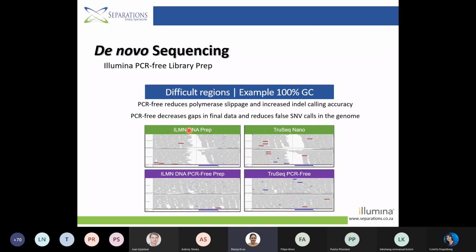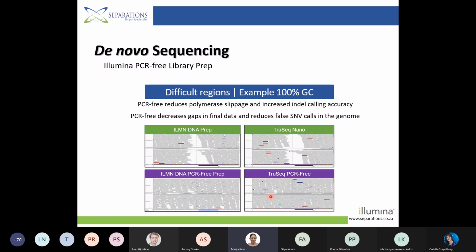And you will notice here on the top in the green, two different library preps that have PCR steps in them. You will notice the white regions are where we're having gaps in our assembly, and this is due to polymerase slippage, right? Because of that PCR bias. But if we don't have a PCR step, you will notice that we don't have any major gaps in our assembly, and that it's more uniform. It's because we don't have that polymerase slippage, and we have increased indel accuracy, right? And you will notice that we actually decrease the gaps in the final data.